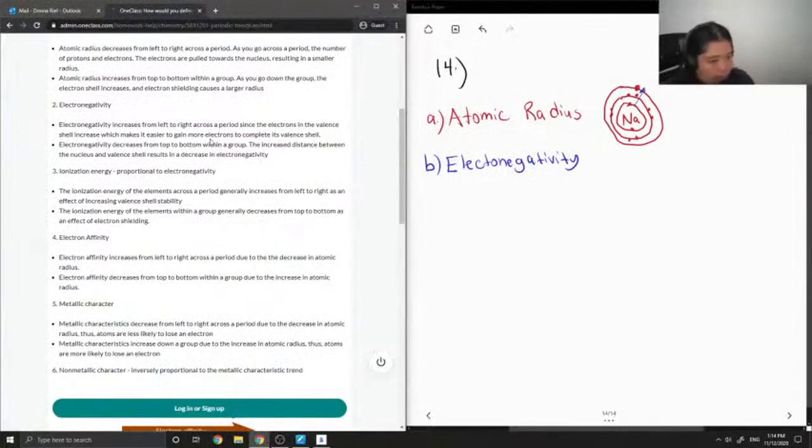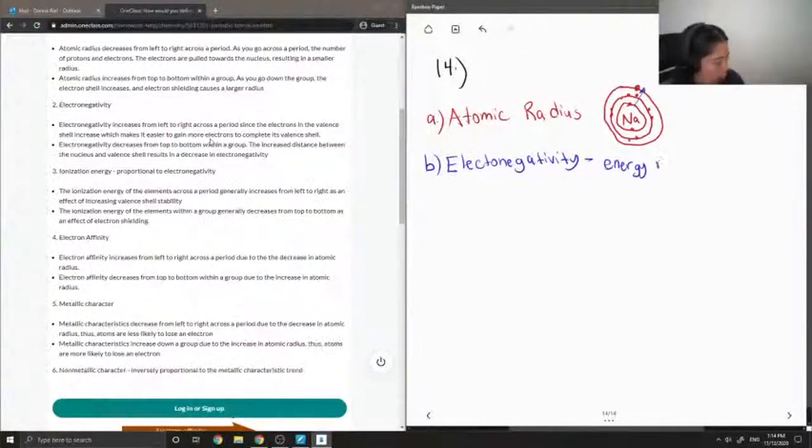So the definition of electronegativity, if it wasn't clear from the answer, is the energy that is released when an electron is gained.